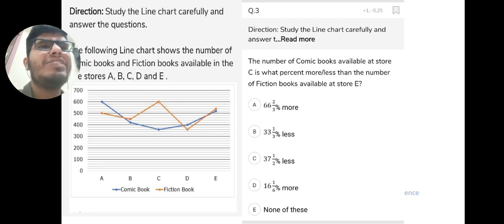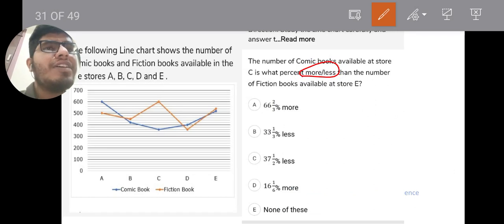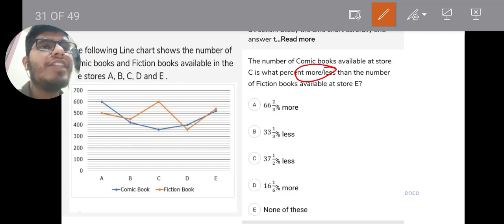This question is a little bit different, not much. As I said, sometimes they ask us to find out whether it is more than or less than. So here is the same chart, the same line graph. They have asked: the number of comic books available at store C is what percent more or less, both options they have given, than the number of fiction books available in store E.